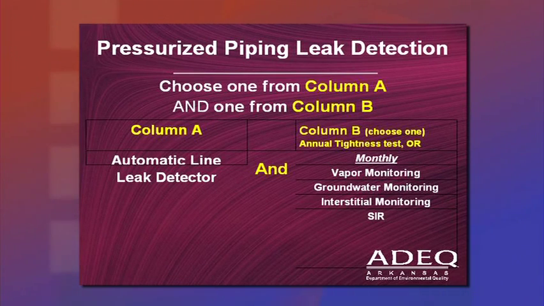If you're using monthly monitoring as a method for your release detection, then it's a no-brainer that you're going to continue to use your monthly monitoring to satisfy column B. If you have a submersible turbine pump head for your pressurized piping, then you're going to have an electronic or an automatic line leak detector that's going to be on that submersible turbine pump head, and that's going to satisfy what you need for column A. So that's how you're going to take care of it.